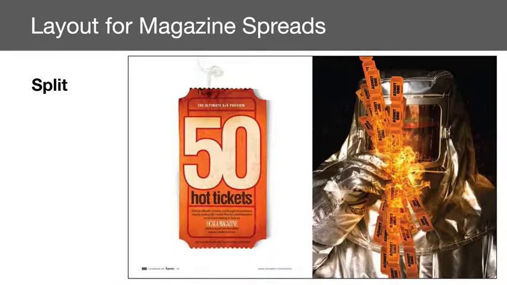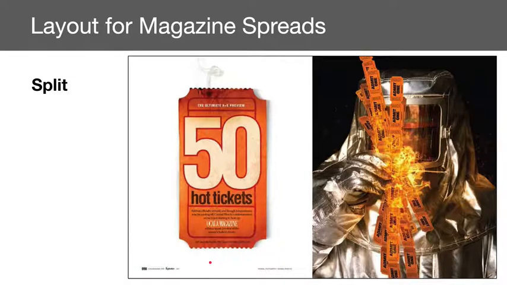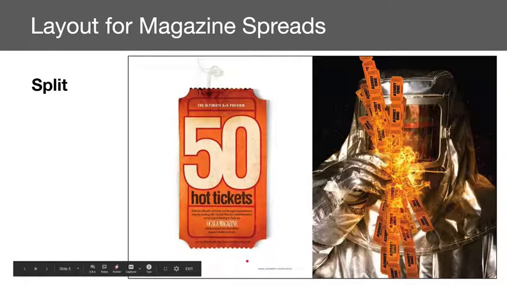Oftentimes, there are exceptions where designers may leave off the page number, or may leave off the folio information at the bottom, or the magazine name, just to give more attention to the layout and not to interrupt it with all this other information which is on every other page.